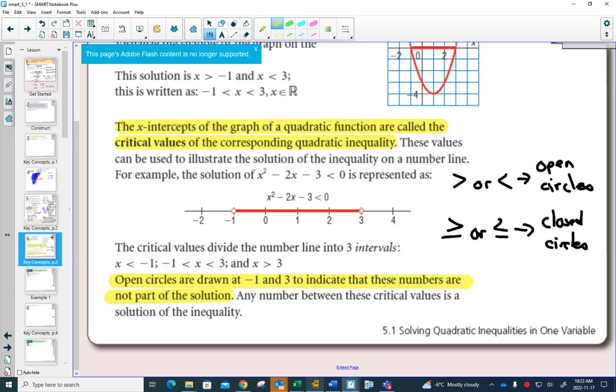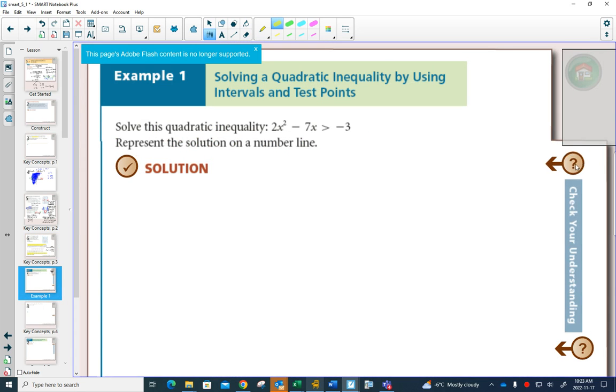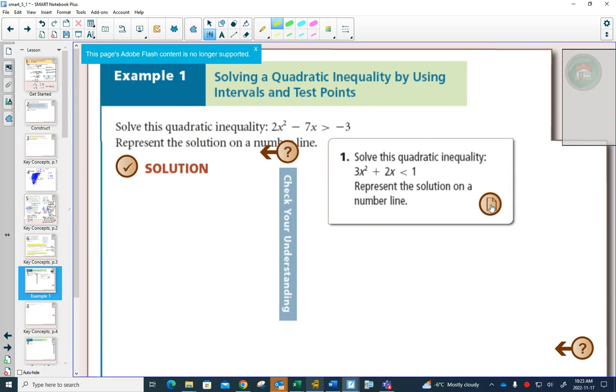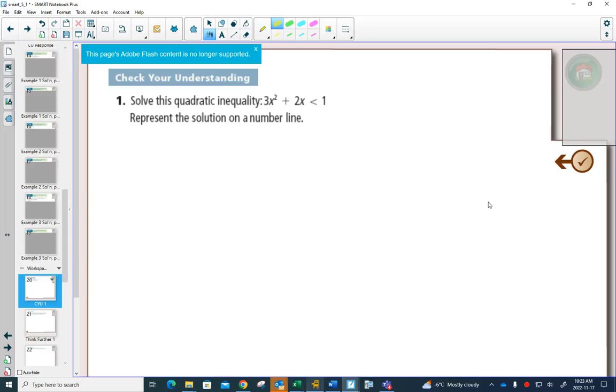So what does this look like as an official question? Let's go to example 1. We want to solve this equation. First of all, you will make one side equal to 0.